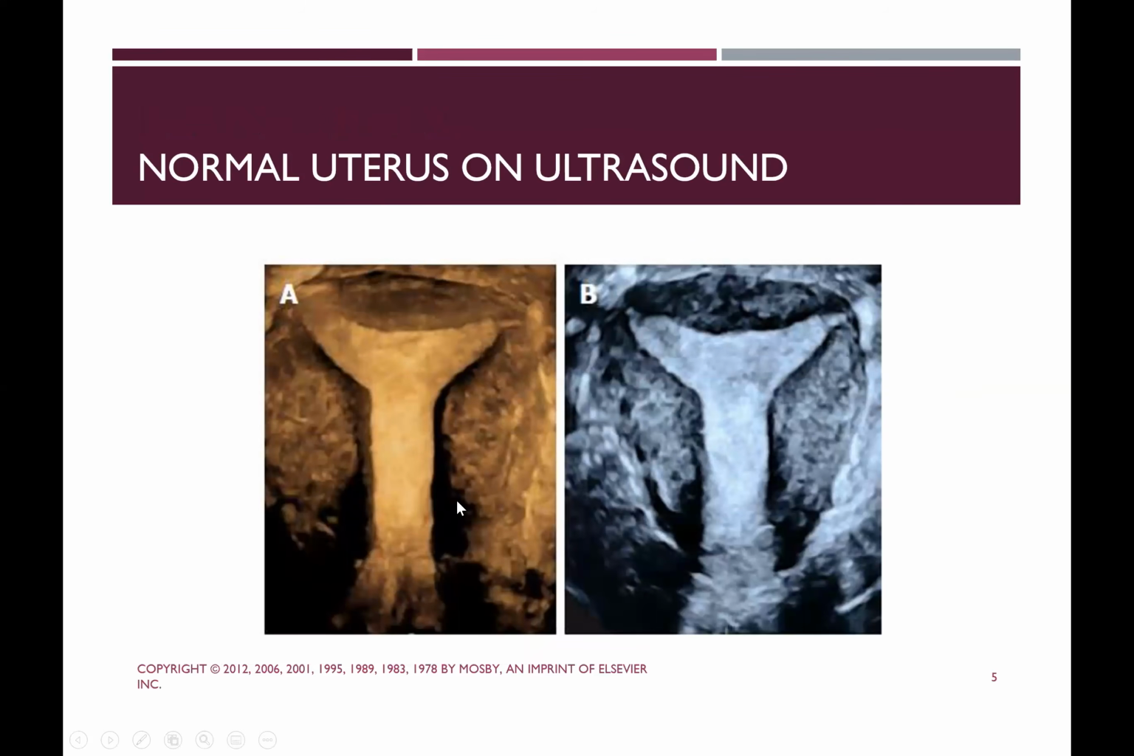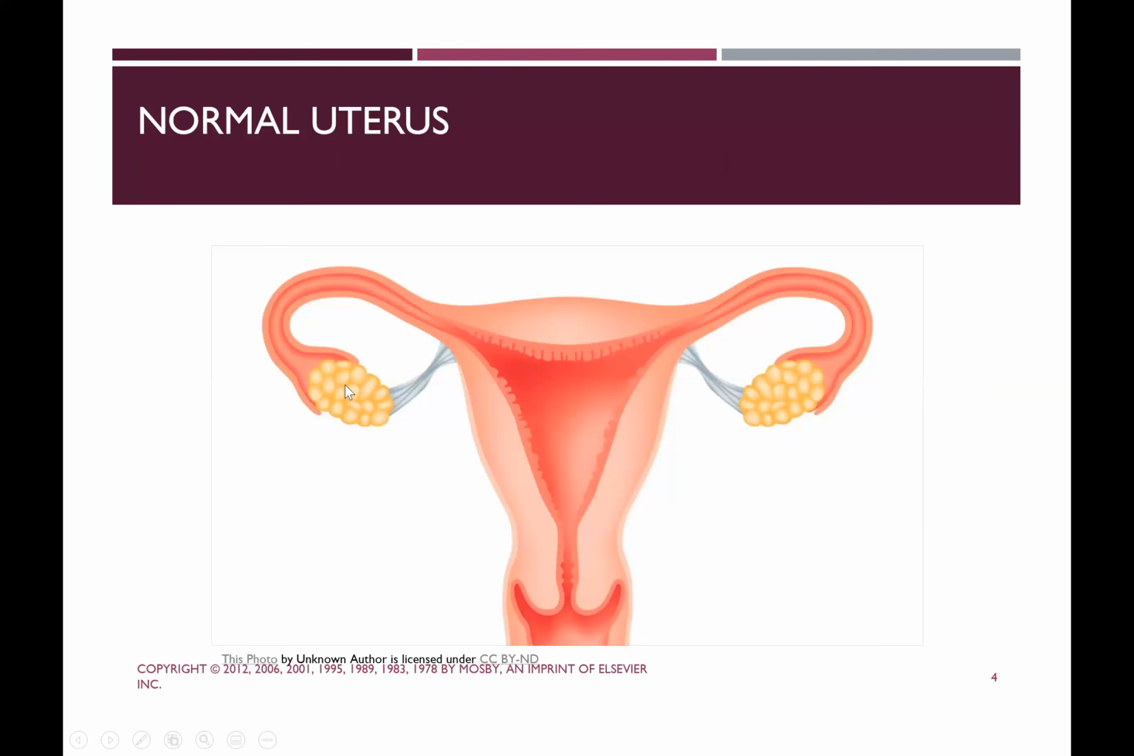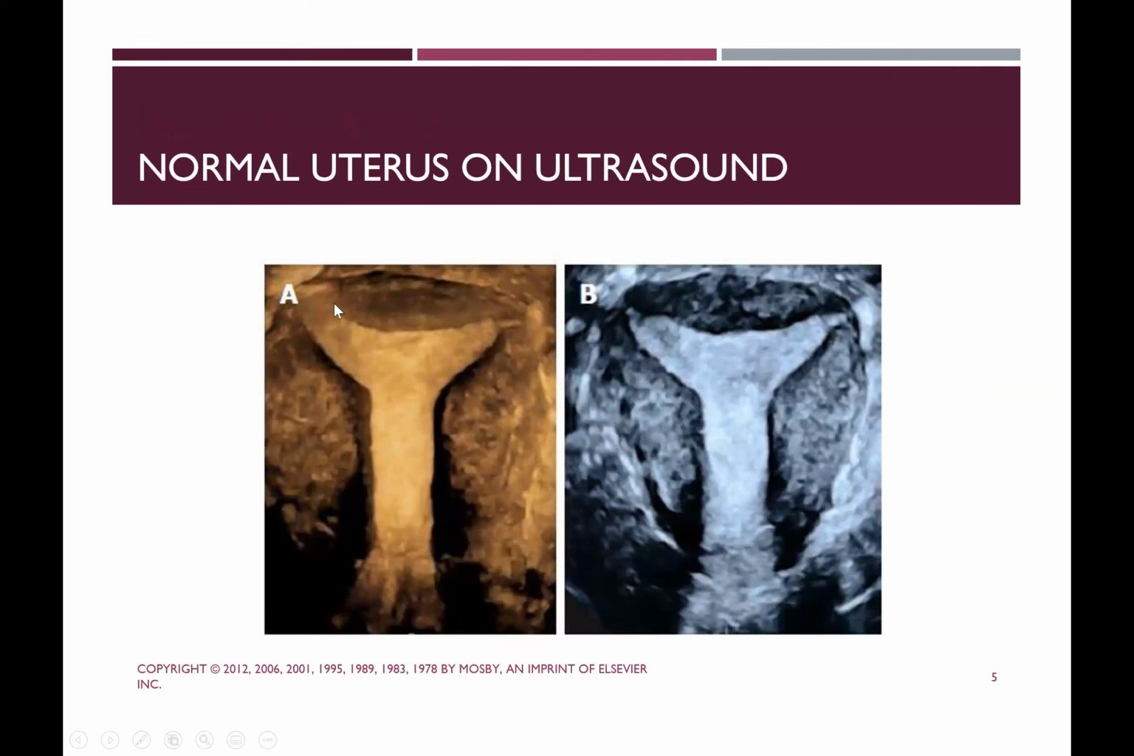And this is a normal uterus on a 3D ultrasound. So this is showing you the same thing. This is showing the uterine body and myometrium, and then this is showing a very nice endometrial canal. And that is how a normal uterus should look on ultrasound.